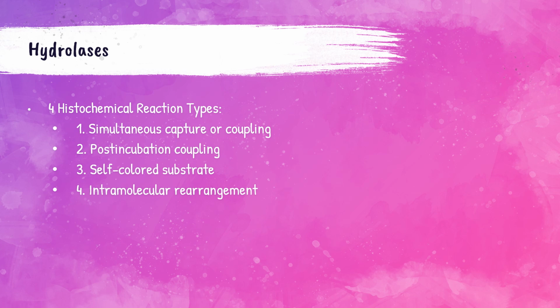That reaction product is captured or coupled either with a diazonium salt to give an insoluble azo dye, or with a metallic ion. In the reaction that uses the diazonium salt, both the diazonium compound and the substrate are present within the incubating medium. In the metallic ion precipitation methods of Gomori, the initial coupled reaction product is usually not visible, so the metal substitution methods are used to produce a visible reaction product.